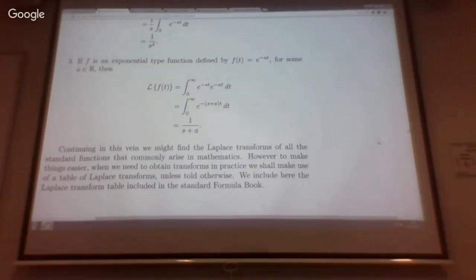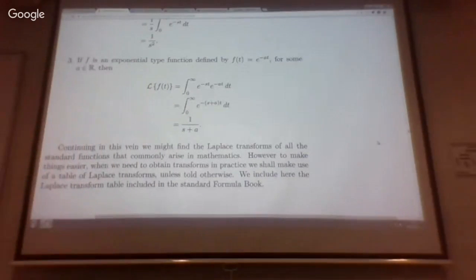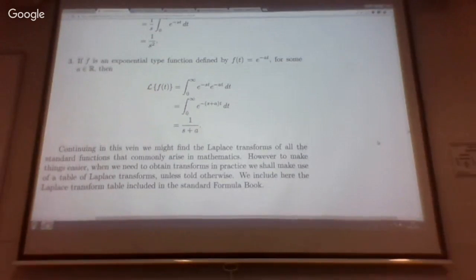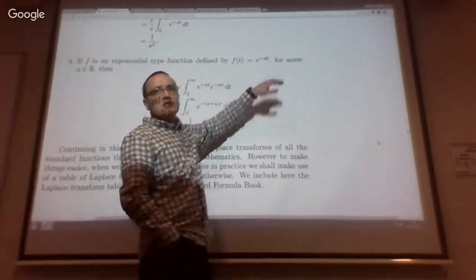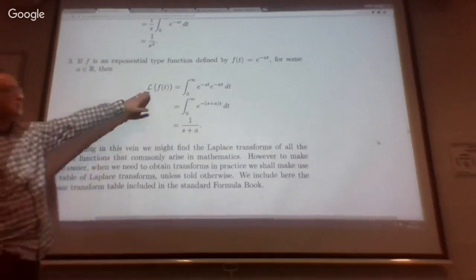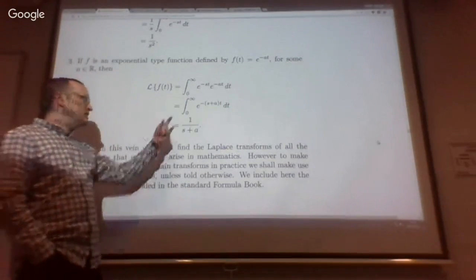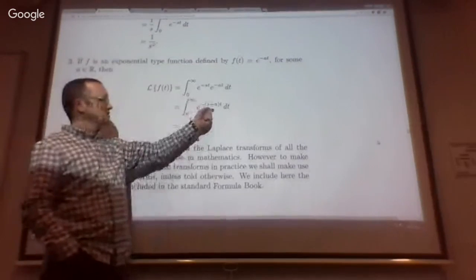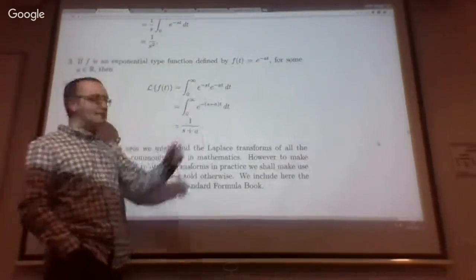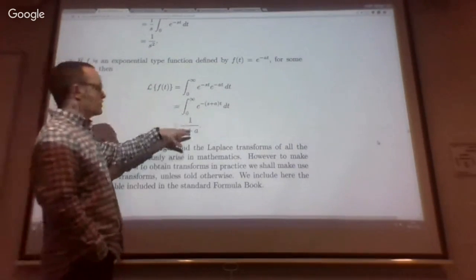This third example looks at another class of function, f of t equals e to the minus at, so an exponential function. So this is quite general. You know, a could be any value, so this could be any exponential of a constant times t. You can take its Laplace transform. We've got to integrate the product of these two exponentials. These two exponentials combine together to give a single one, e to the minus (s plus a) times t. Just the same way we treated e to the minus st, we can treat this, and we get 1 over s plus a.